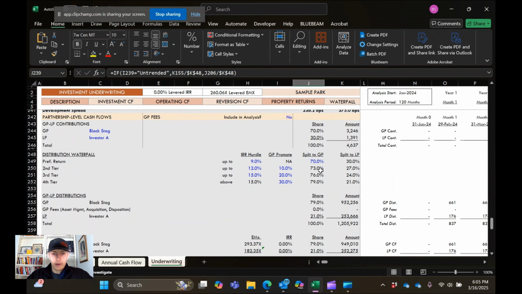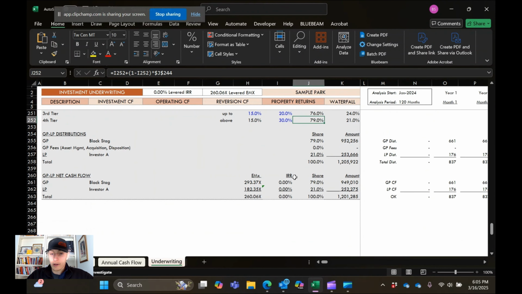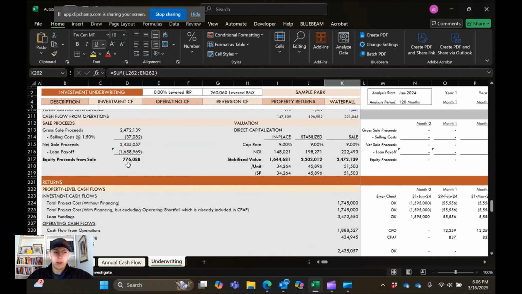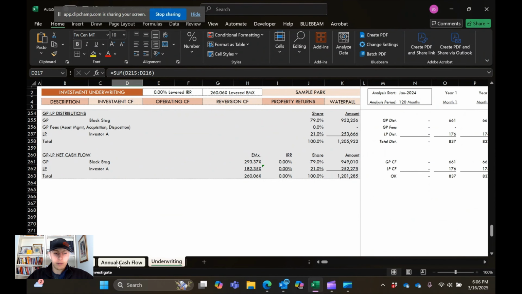Let's see. Yep, here's our splits. Even though none of this applies, it breaks it down anyways. It's kind of nice to see. And then here's the split between me and then an investor, right? So I'd get a check for 900, and they get a check for 252. So I was wrong. It wasn't a $700,000 exit. It's a $1.2 million exit.